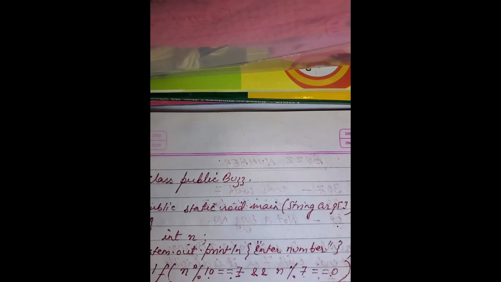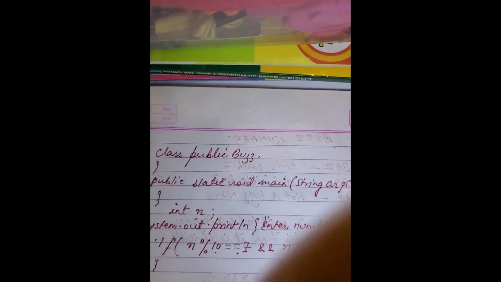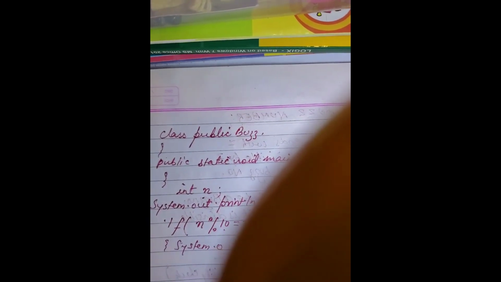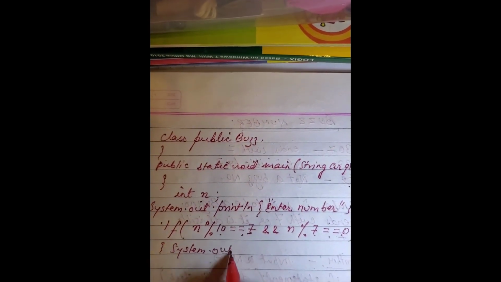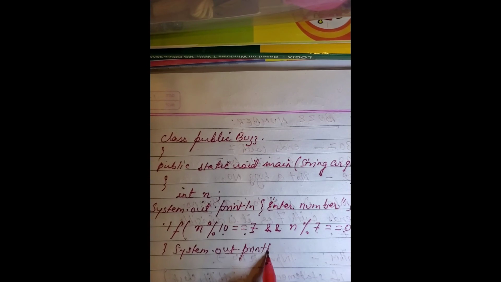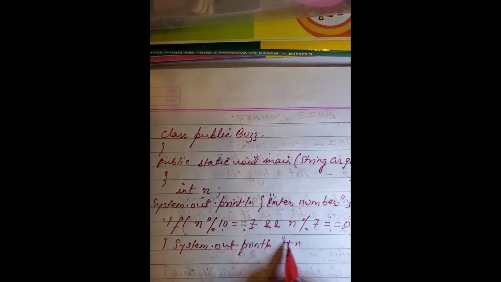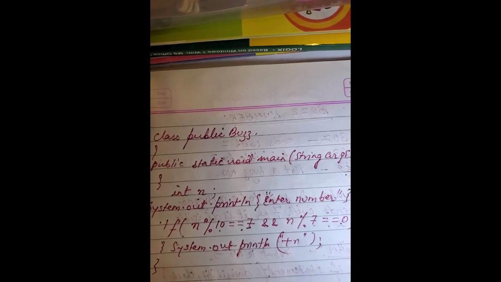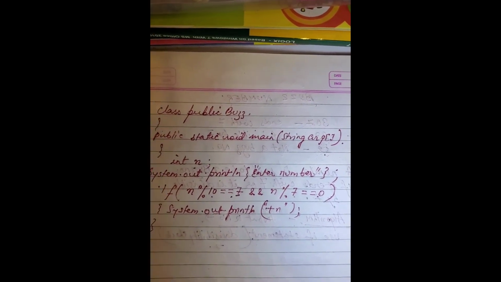That's it. The program is over. You have to simply write System.out.println, simply you have to write this, System.out.println n plus n over. Now just close all the brackets. So this is the buzz number program, which is a very easy program, and hopefully you get it.